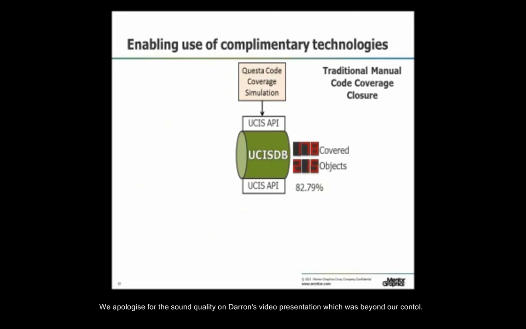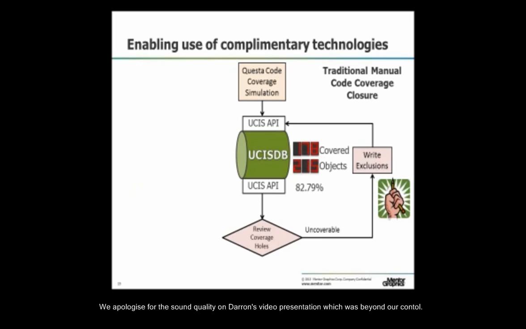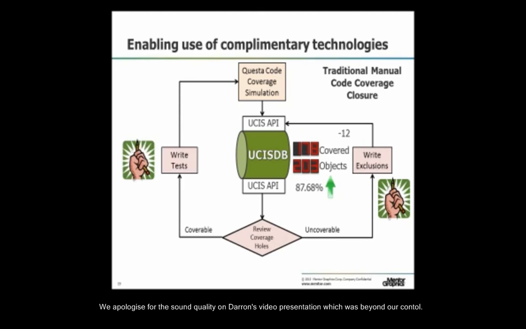This is a traditional code coverage closure flow where you've got a certain number of coverage objects after running code coverage, in this case in Questa. And what happens is manually you go around this loop of reviewing the code coverage, looking at why something's uncoverable, maybe it's unreachable. And for that case, you have to write these exclusions. So we might write 12 exclusions, apply those back to the database, obviously forces our code coverage numbers up.